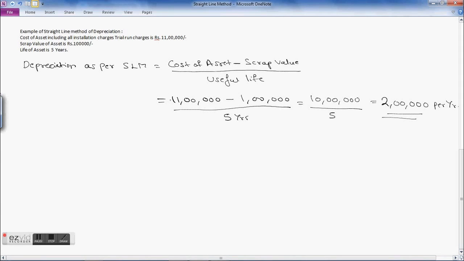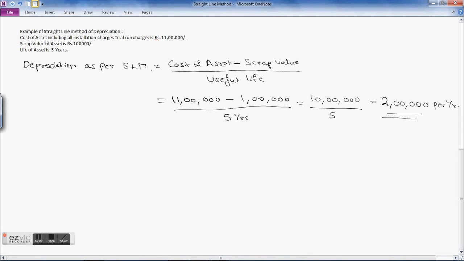Now remember, this formula is very logical. As per the straight line method, at the end of the life of the asset you must have only the residual value or the scrap value. So you need to write off whatever is cost minus residual value, that entire amount, within the life of the asset. Here the cost of the asset minus the scrap value is 10 lakh. You need to write off this 10 lakh within the 5 years, that is the life of the asset. So per year depreciation is 2 lakh.